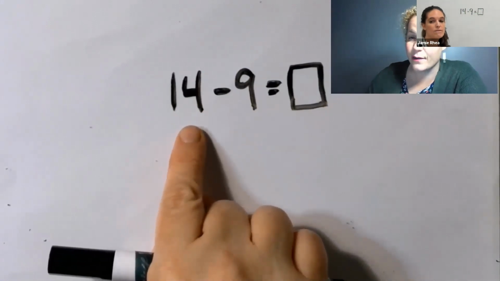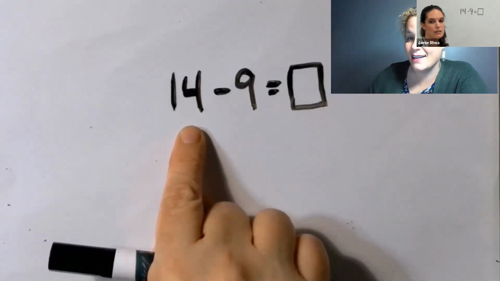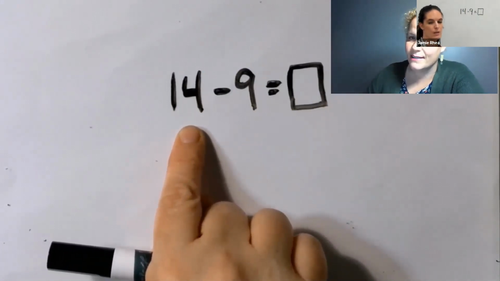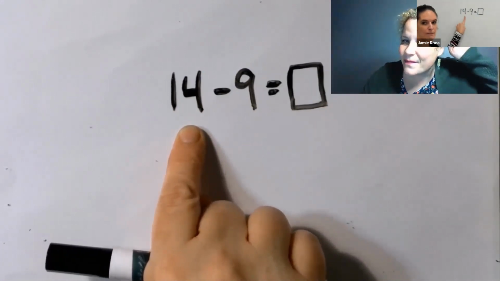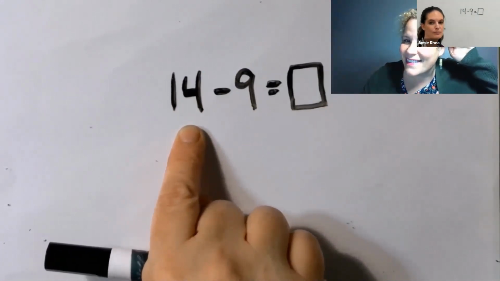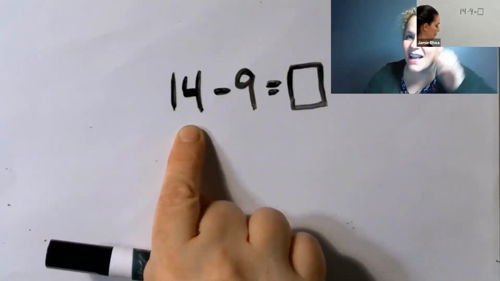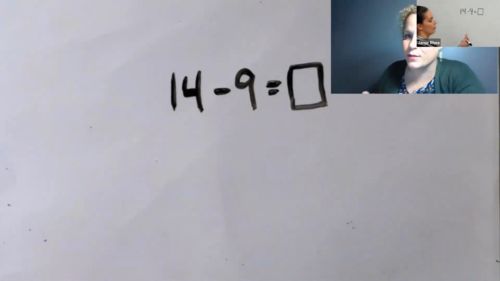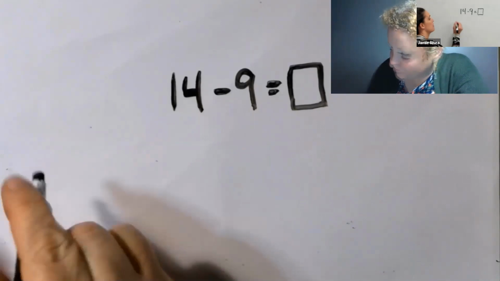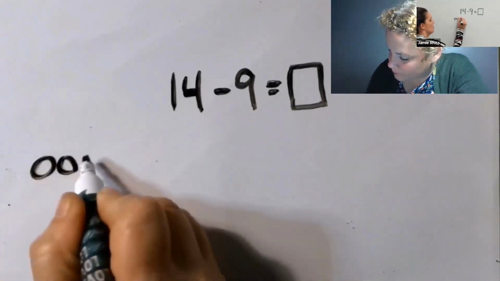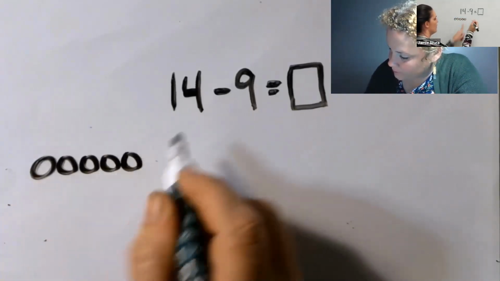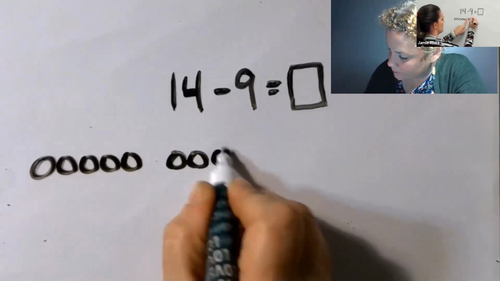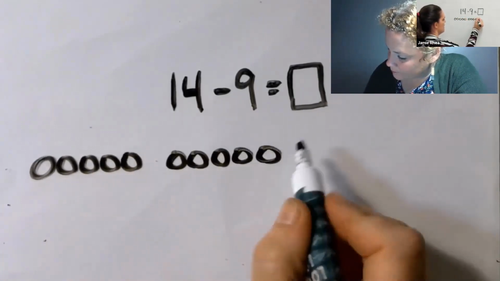Okay, so let's think of 14 as 10 and some more. So what would be our 2 parts for 14? 10 and 4. Let's draw that now in a 5-group row. Remember to do your space. 1, 2, 3, 4, 5, 6, 7, 8, 9, 10.